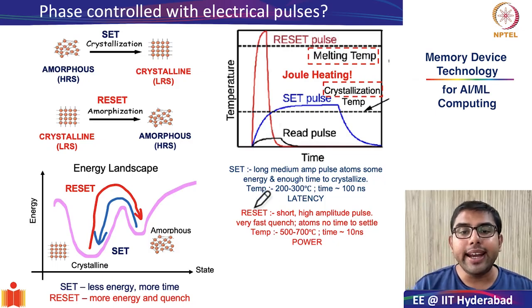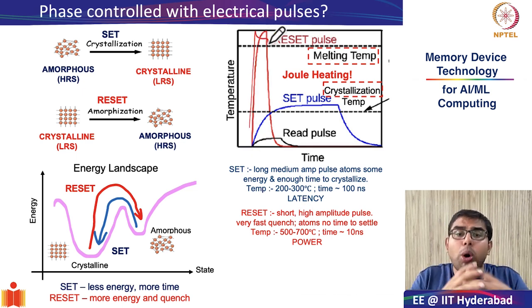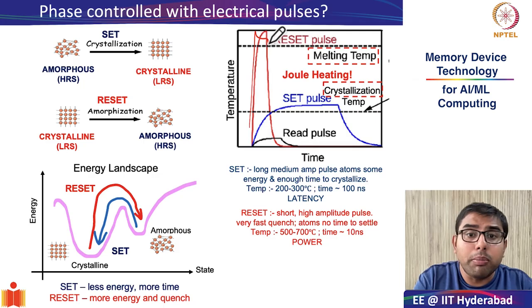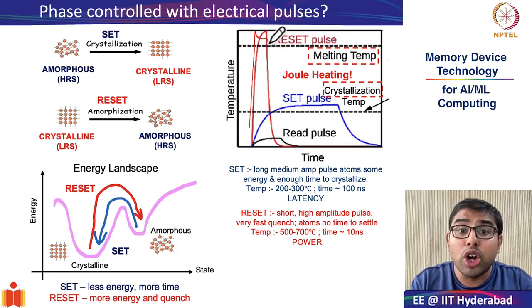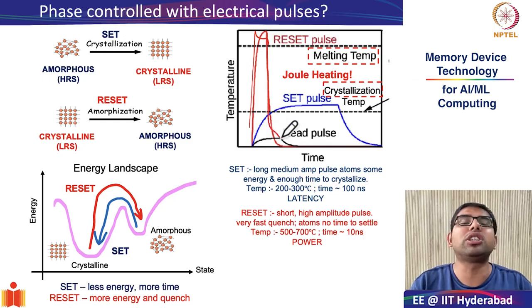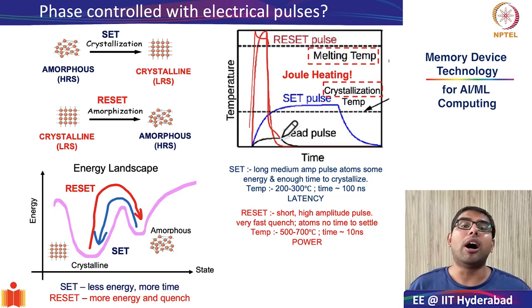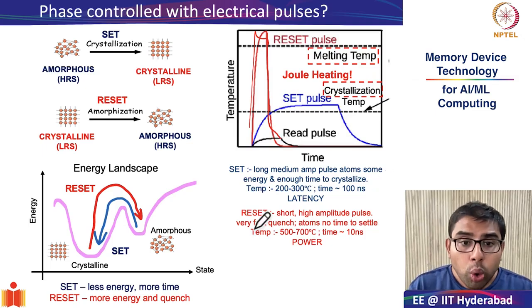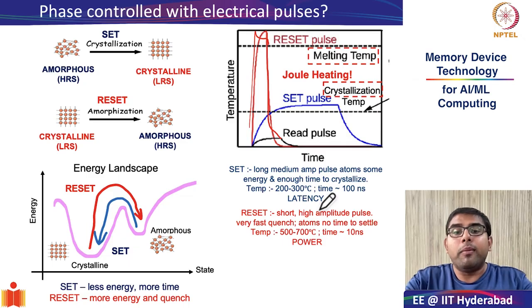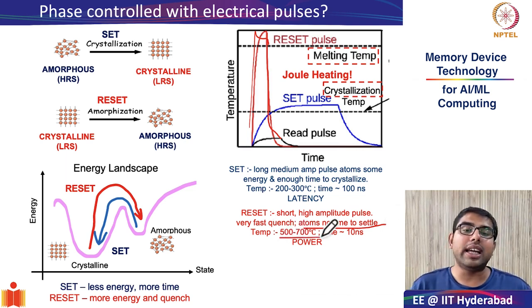Therefore, you only need a short pulse with very, very high amplitude, which gives it so much energy that the system goes into a semi-molten state. Not only that, the pulse should be short enough so that there is an immediate quench process which freezes the disordered state back into the amorphous state. So if you do a very high reset pulse with a very fast quench, atoms get no time to settle in. The temperature for this generally in GST films is between 500 to 700 degrees and the time is roughly 10 nanoseconds.